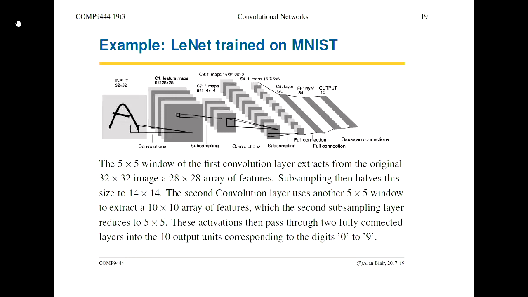But then we use subsampling to reduce that to 14 by 14. And then we have another convolutional layer applied to the 14 by 14, again with a 5 by 5 window. That gets us to something that's 10 by 10. And then that's subsampled again down to 5 by 5. And then we have 2 fully connected layers, and then we have the output. So this is the entire LeNet architecture.